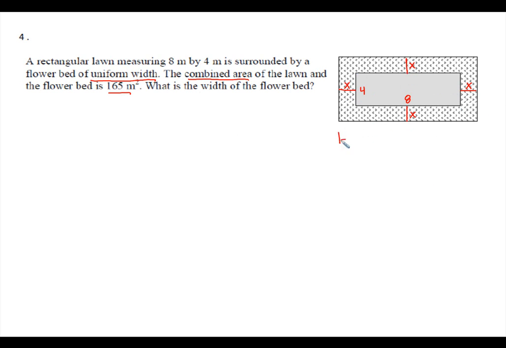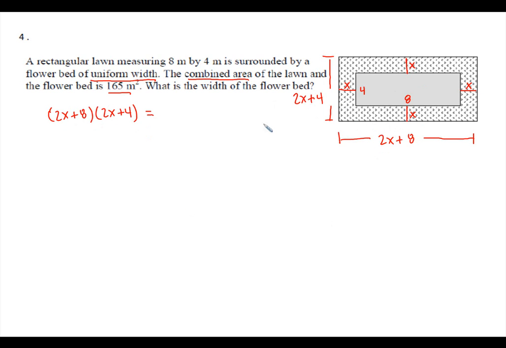So that means that this side here, we're going to have x plus the 8 plus the x. So we're going to have 2x plus 8 for this side right here. And then over here, this side, we're going to have the x plus the other x plus the 4. So we're going to have 2x plus 4 for this side over here. Now to find the area of a rectangle, we just take one side times the other. So we're going to take 2x plus 8 times 2x plus 4, and this will equal the area of the rectangle.